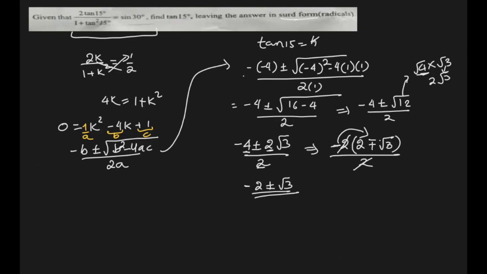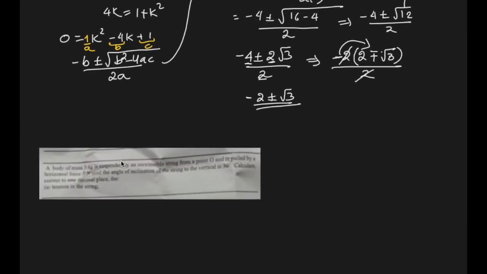Okay, moving on to question number 4. A body of mass 5 kg is suspended by an inextensible string from point O. Okay, so this is point O. From here a body of 5 kg is suspended and it is pulled by a horizontal force of F Newton until the angle of inclination of the string to the vertical is 30 degree.